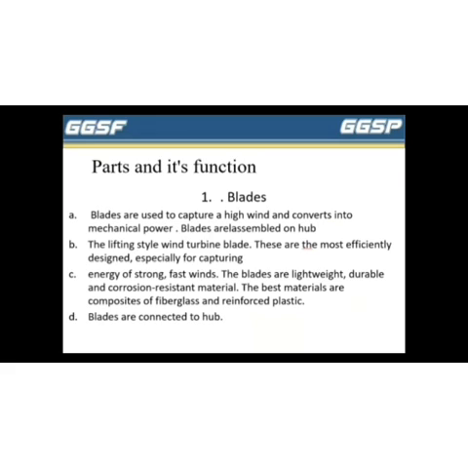First, blades. Blades are used to capture the wind and convert it into mechanical power. Blades are assembled on the hub. The Lipton style wind turbine blade is most efficiently designed, especially for capturing energy of strong, fast winds. The blades are made of lightweight, durable, and corrosion resistant material. The best materials are composites of fiberglass and reinforced plastic. Blades are connected to the hub.